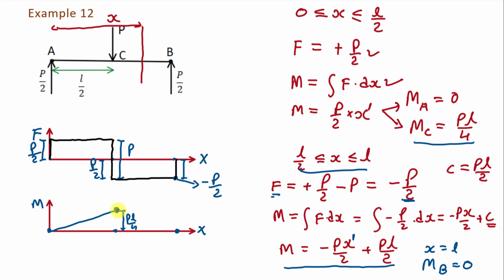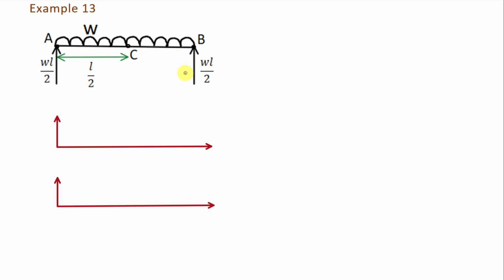Now we will join these 2 points by a straight line. And this black line shows the bending moment diagram for this example. Now let us discuss another example.